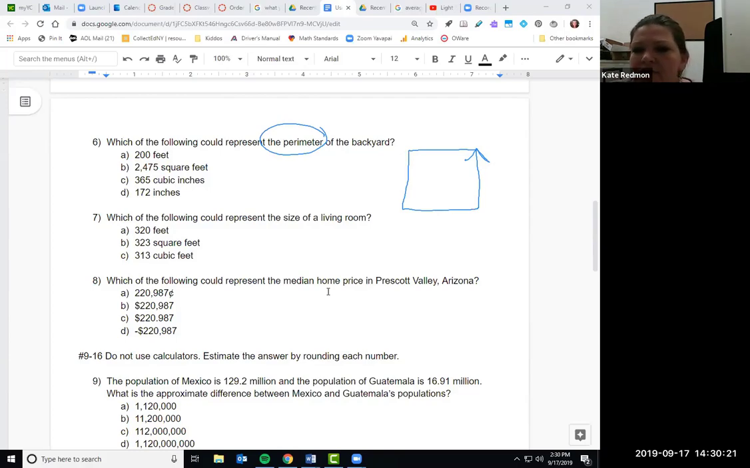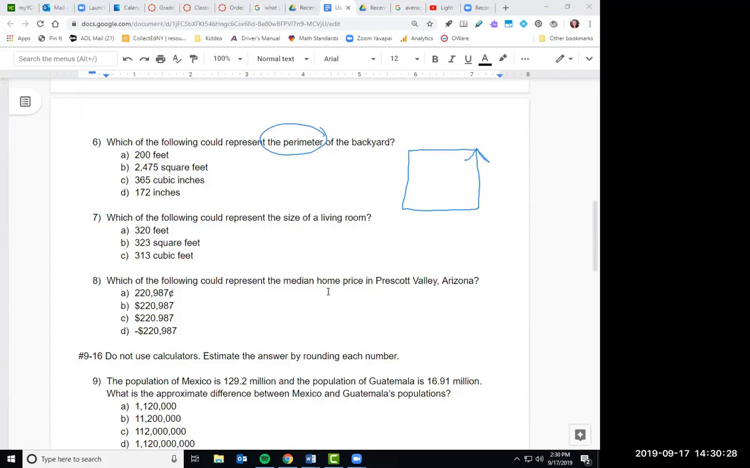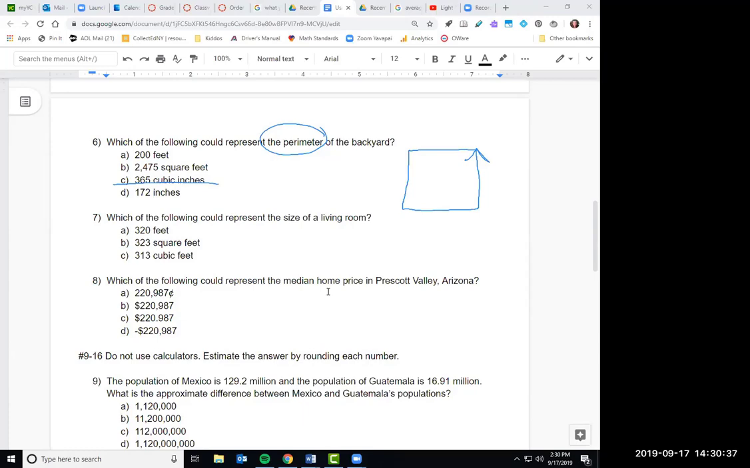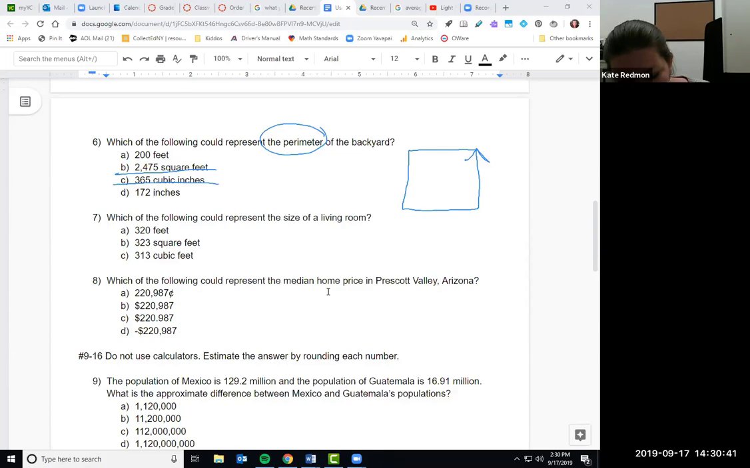So based on that, there are actually 2 of these I can rule out because 2 of these are not distance or linear distance measurements. Anybody know? Cubic. Yeah, cubic units, that's a measure of volume. That's how much would fill something. And what was the other one you said I could rule out? Square feet, that's a measure of area. Square feet is a covering. It would be like if I tried to cover this shape instead of go around it.